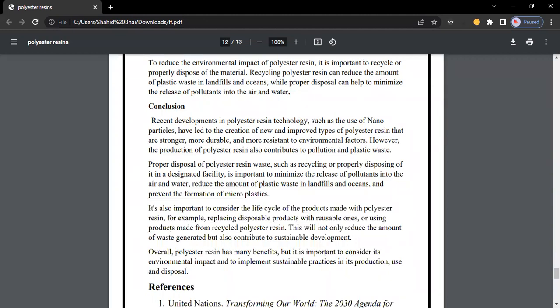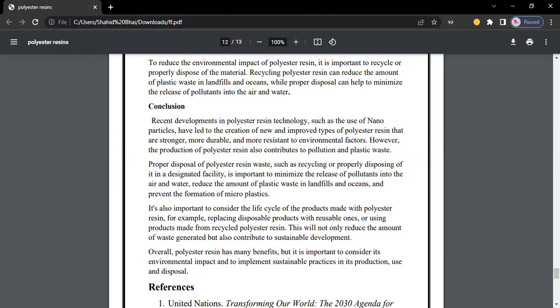Recent developments in polyester technology, such as the use of nanoparticles, have led to the creation of new improved types of polyester: stronger, durable, and more resistant to environmental factors. However, the production of polyester also contributes to pollution and plastic waste. Proper disposal of polyester waste, such as recycling or properly disposing of it at a designated facility, is important to minimize the release of pollutants into the air and water, reduce the amount of plastic waste in landfills and oceans, and prevent the formation of microplastics.